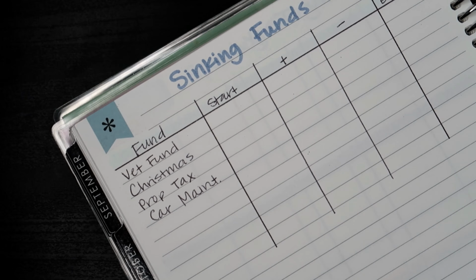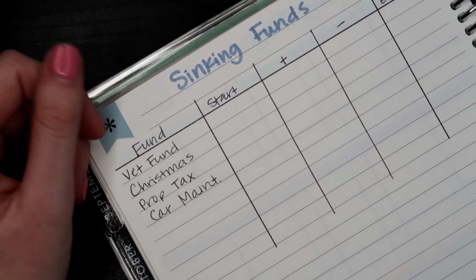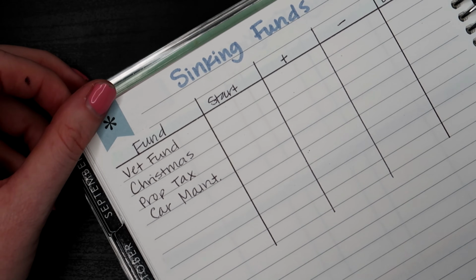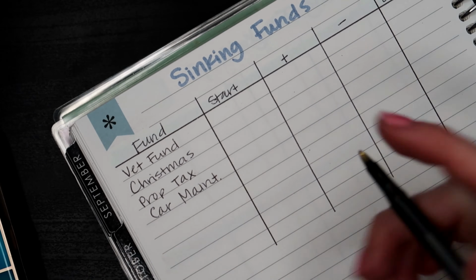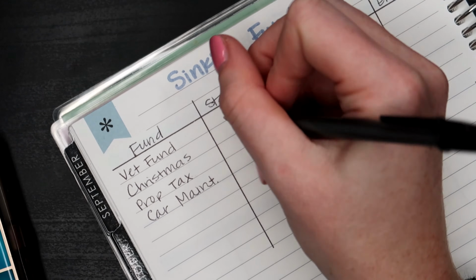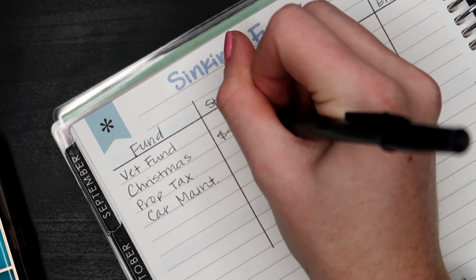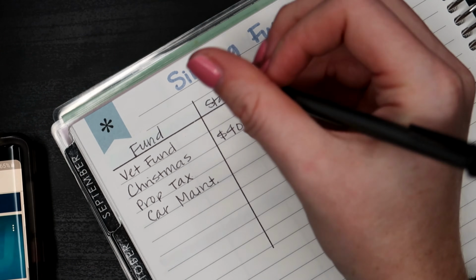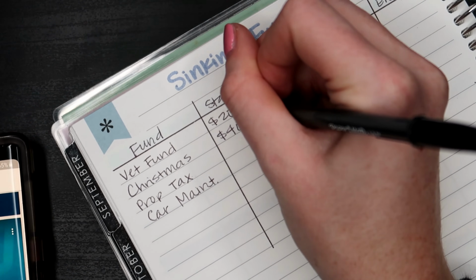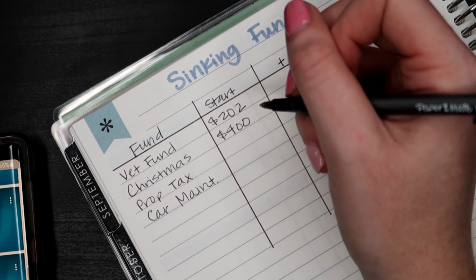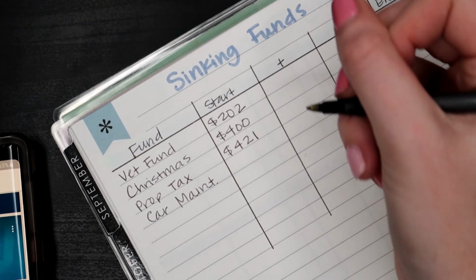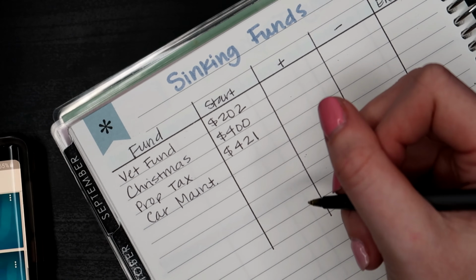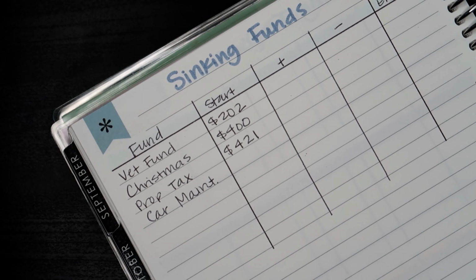So I'm logging into my Capital One account on my phone right now. So there is $400 in my Christmas fund, $202 in my vet fund, $421 in my property tax fund, and then I didn't transfer the money back today, so I'll do that so I can actually see.